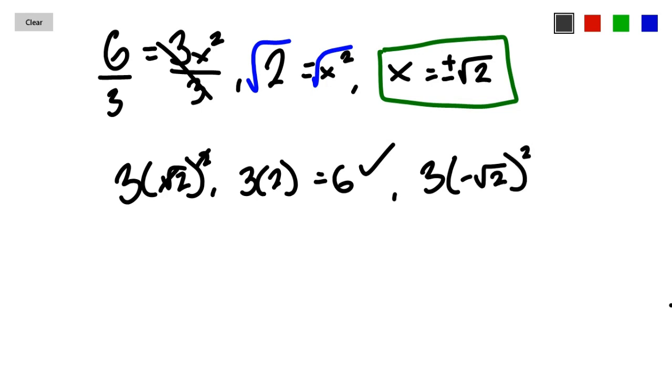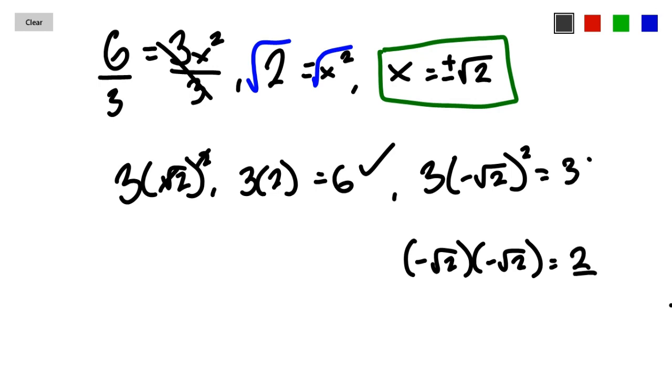But if I plug in a negative square root of 2, does the same thing happen? Because guess what? All I'm really saying is negative square root of 2 times negative square root of 2. I got a negative times a negative. That's going to give me a positive 2 also. So this is 3 times 2, which is also 6. So that's why we have the positive and negative here, because it doesn't matter what the sign is of any number that you're squaring, because if you multiply a negative by another negative, you're going to get a positive.